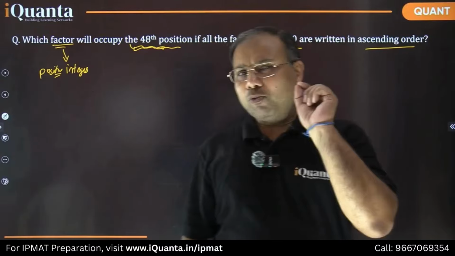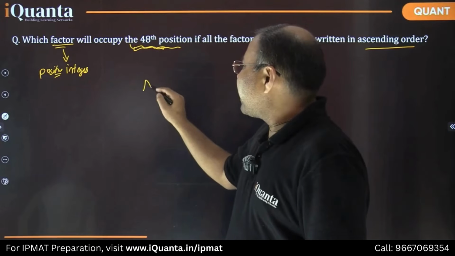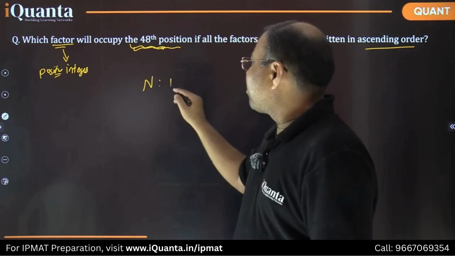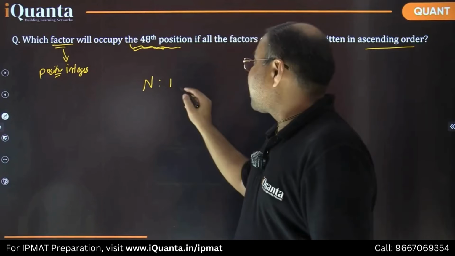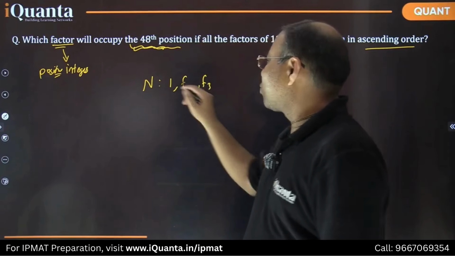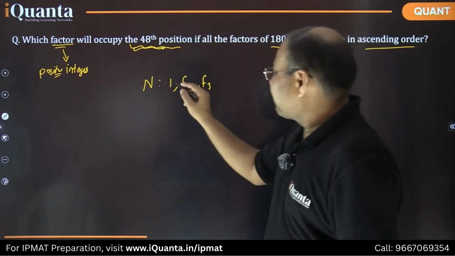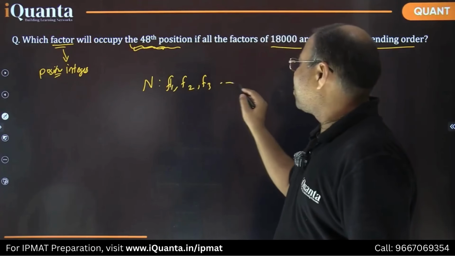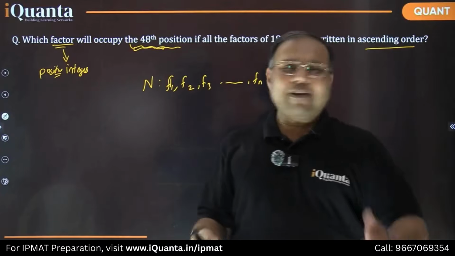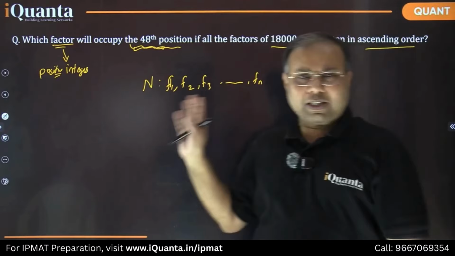So here you must know a very important fact. If you have any number n, it may have many factors. Of course, 1 is the smallest factor for all numbers. After that there may be a second factor, third factor, fourth factor, and so on. By the way, 1 is always the first factor. Let me write first factor and so on up to the nth factor. So a number may have n factors: factor number 1, 2, 3, and so on up to the last factor, the nth factor.